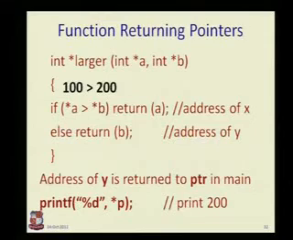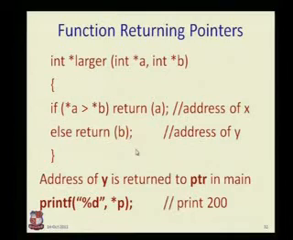B I have taken as 200. Star b is 200. So when I write printf star b, that means it will print 200. So what is this doing? It is returning the address of y to the pointer in main. See, the second variable is star b. It is returning star b.